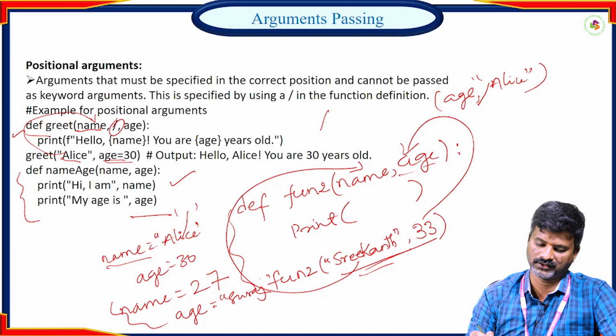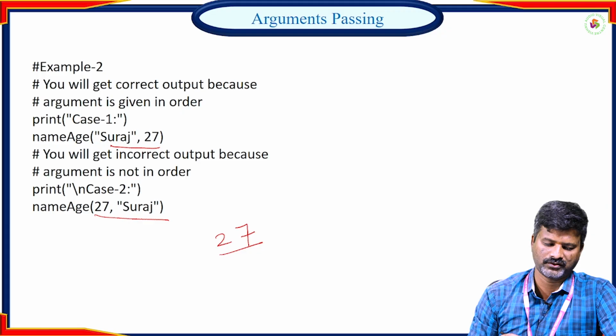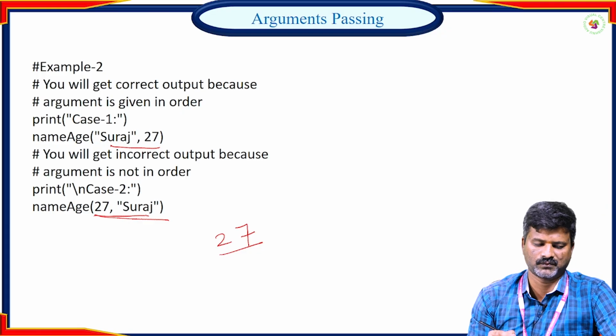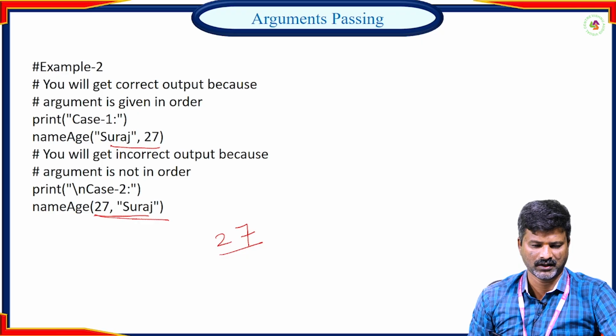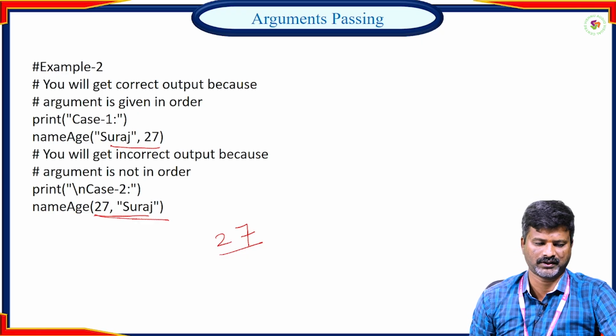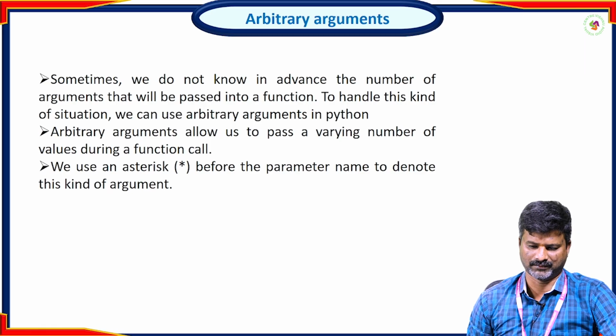Whatever the order you are defining in your function definition, in the same order you need to pass parameters while calling the function also. That is an important point you need to remember while passing the arguments or parameters to your function. So that is about the positional arguments.